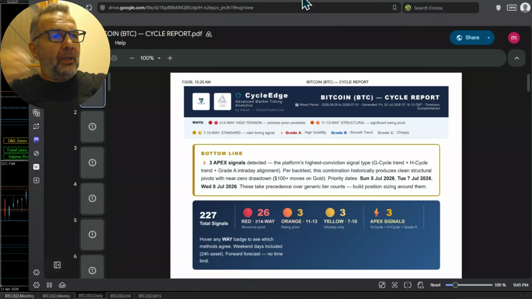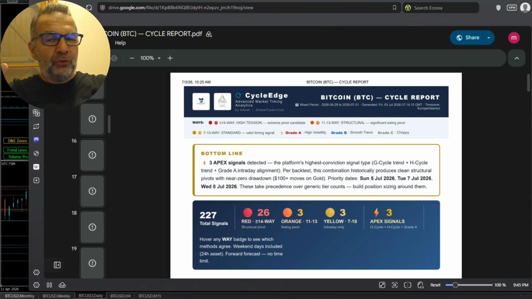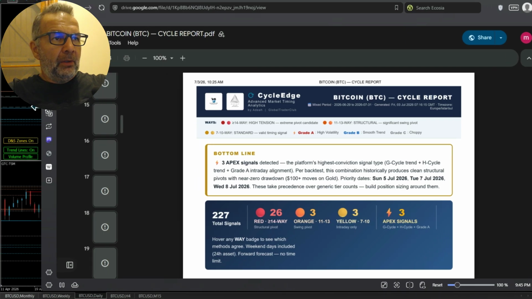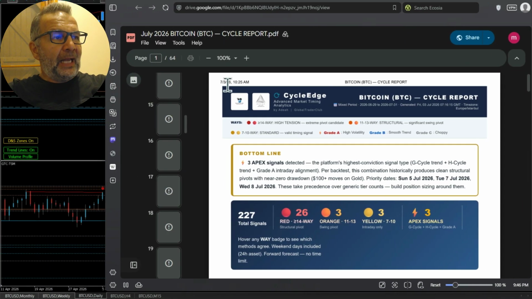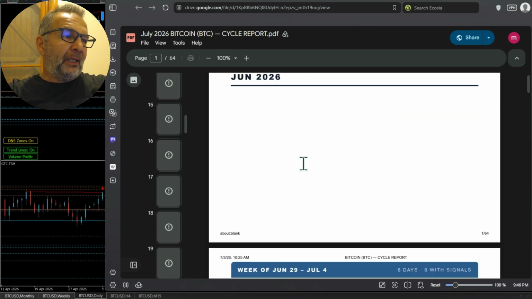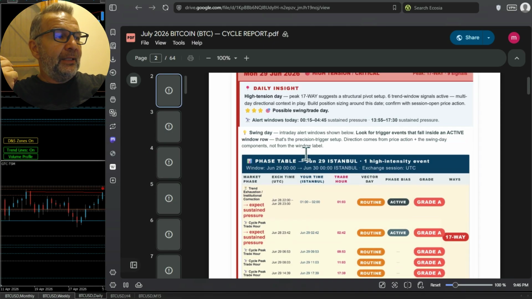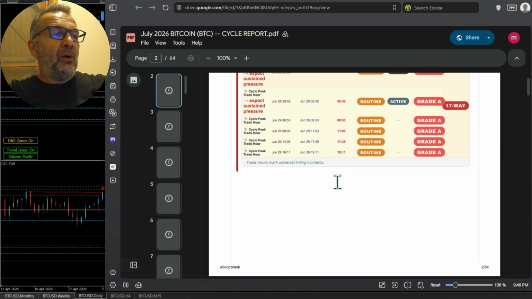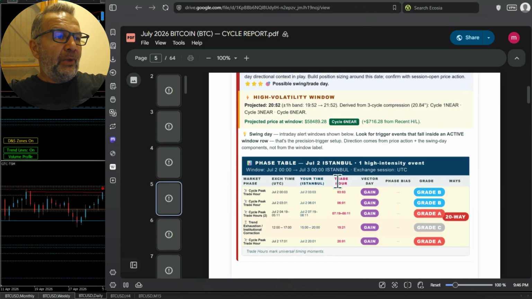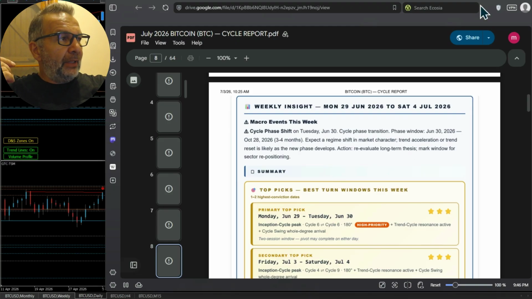So this chart is Bitcoin, and as you can see, I've got the full month of July here. I've already posted that on the 3rd of July. So by the 3rd of July, everybody knew what we were expecting in July to happen. From the 29th of June all the way into the end of July, every day we know what hours to trade, what to look out for, specific hours every day, plus a weekly insight and so on. So you can just check the video I did for cycle edge.